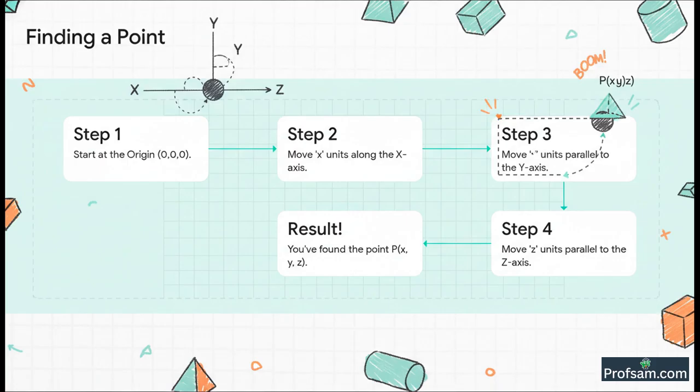Now, how do we actually find a point, say, P of x, y, z on this map? It's just a simple four-step journey. You always start at the origin, which is that corner of the room, 0, 0, 0. Then you move x units along your x-axis. From that spot, you move y units parallel to the y-axis. And for the last step, you just move z units straight up, parallel to the z-axis. And boom, you found your point P.